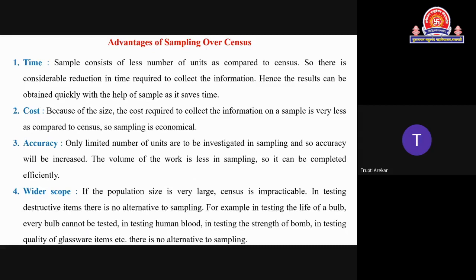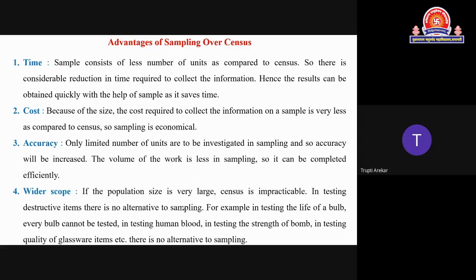Sampling means only a part of the population is under consideration. Therefore, expenses incurred for collection of data and its analysis are always less than those in census. Thus, sampling is economical. That is, it takes small cost or less cost. So we find that it reduces time, it reduces cost. Now let us see about the accuracy. Only a limited number of units are to be investigated in sampling, and so accuracy will be increased.